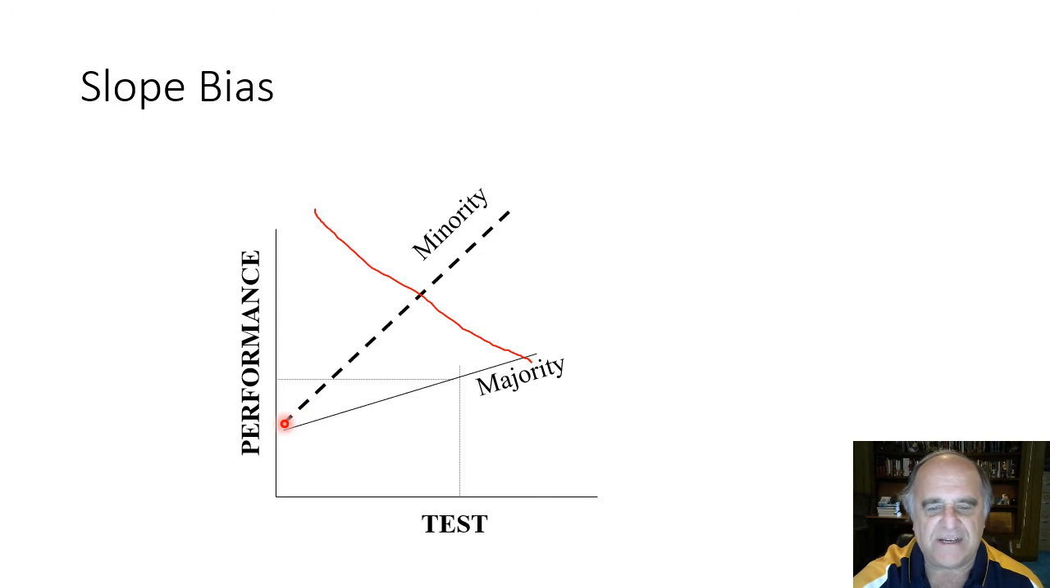They sort of meet at the intercept. In this case, the intercepts would actually be equal. It's the slopes that are unequal. So that would be an example of slope bias or slope differences in a moderated regression. And we can see, again, that one of the issues is, of course, our predicted values for the same test value would be different for the two groups.